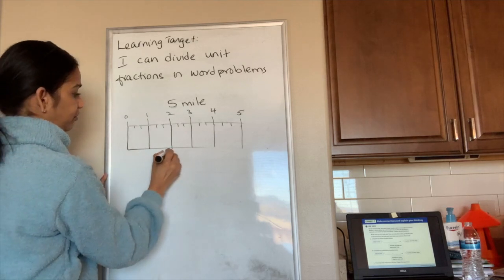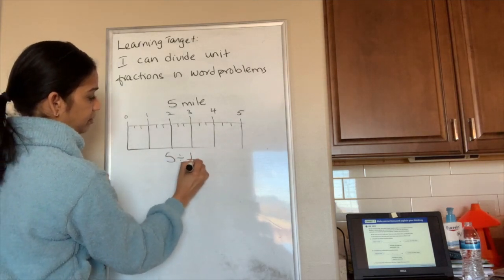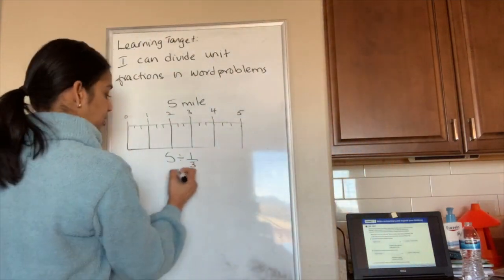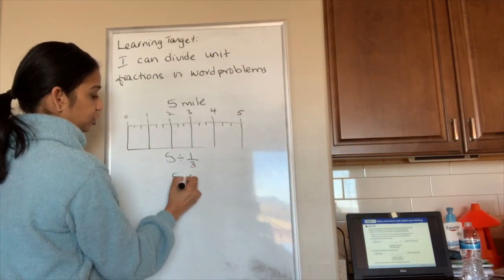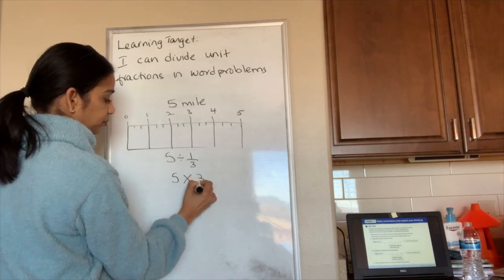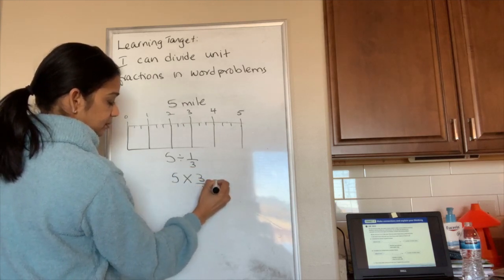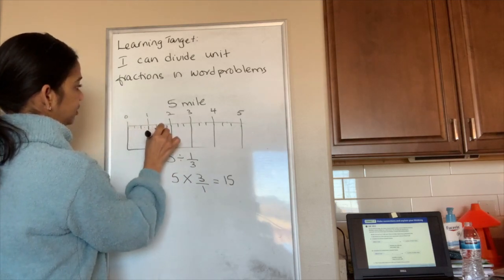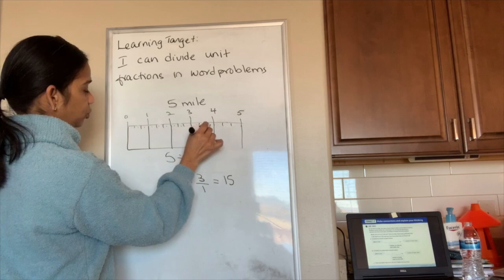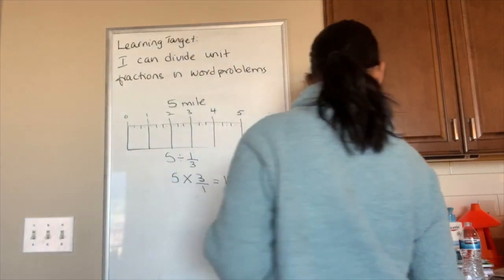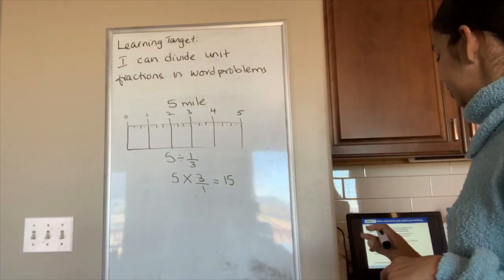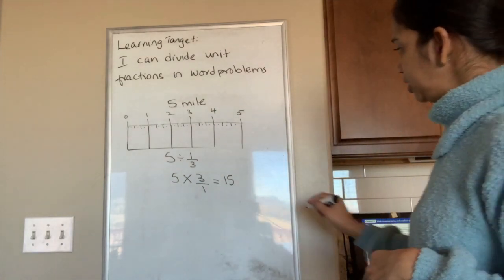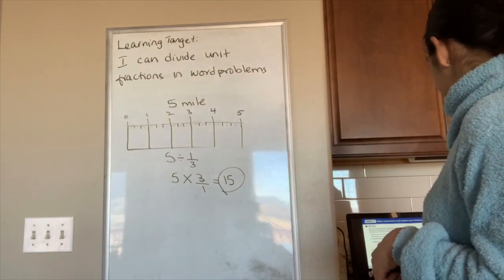So it's 5 divided by a third. Right, so that's our problem. And how are we going to solve that? Change the division to a multiplication, flip the divisor, we get 15. So we have 1, 2, 3, 4, 5, 6, 7, 8, 9, 10, 11, 12, 13, 14, 15. See that? And we completed both the division and the multiplication problem. And how many stops? 15, right?